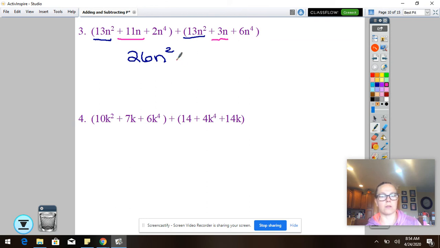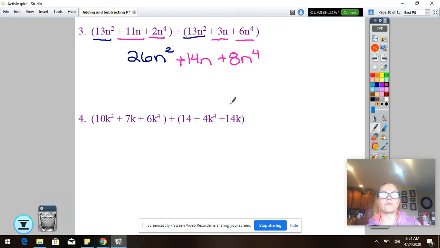Now, my next set of terms would be my 11n and my 3n. And when I combine those, again, they're all plus signs, I get 14n. And last but not least, I've got my 2n to the 4th and my 6n to the 4th. So when I combine those, I get 8n to the 4th.